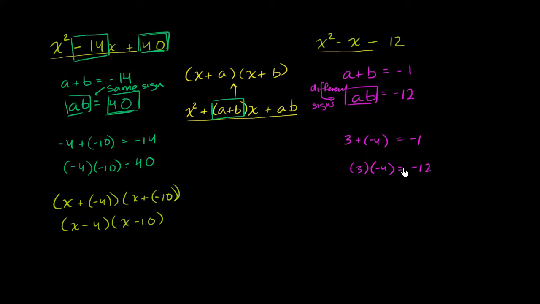But now that we figured out what the a and b are, what is this expression factored? Well, it's going to be x plus 3 times x plus negative 4, or we could say x minus 4.